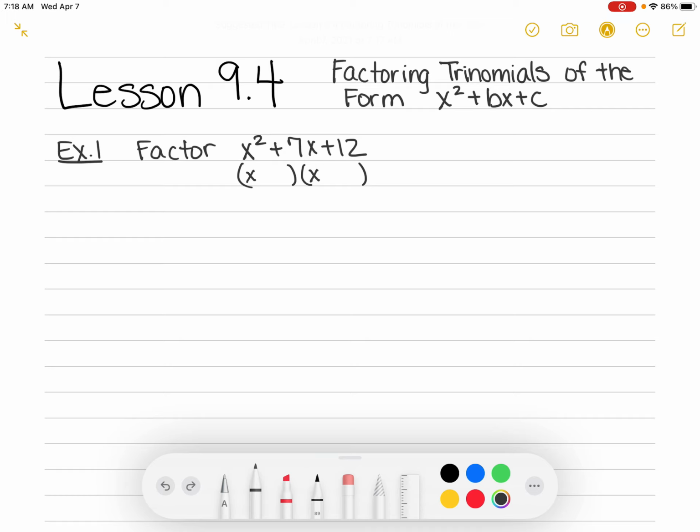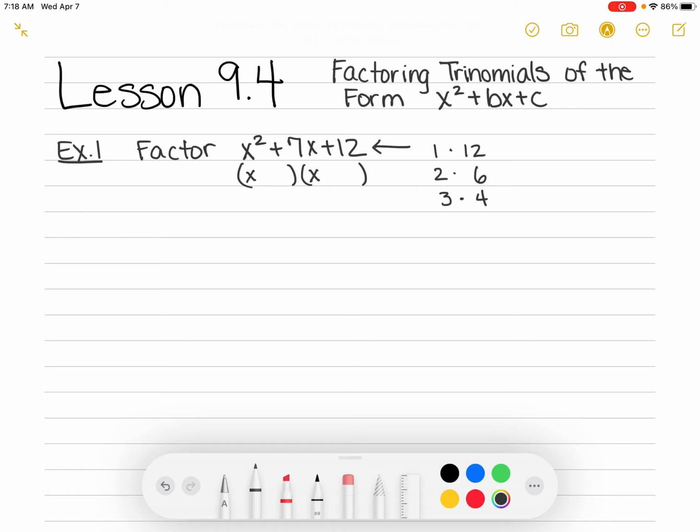Now, what I don't know is my last terms. So I'm going to look at 12, the last number, because those last two numbers have to multiply to get 12. So I'm going to go through all the ways that you can multiply and make 12: 1 times 12, 2 times 6, and 3 times 4. And then it goes backwards, 4 times 3, 6 times 2, and 12 times 1. So that's all that make 12. It has to be one of those combinations: 1, 12, 2, 6, or 3, 4.